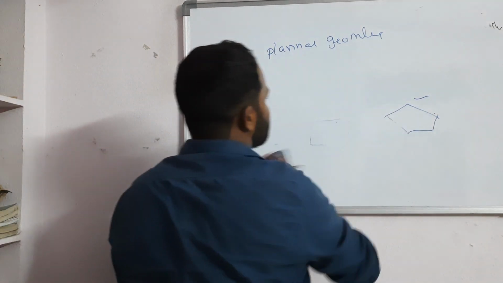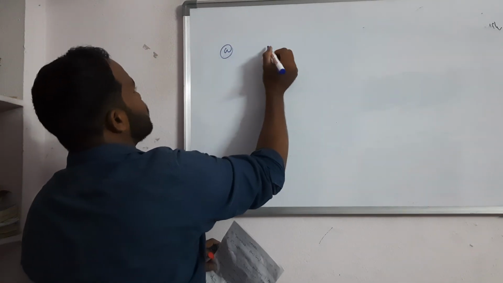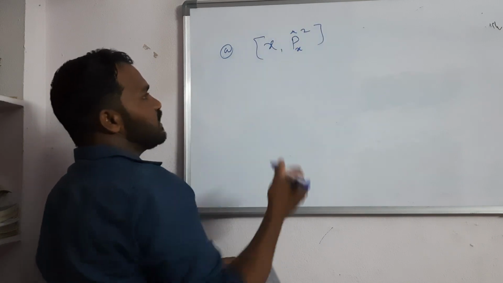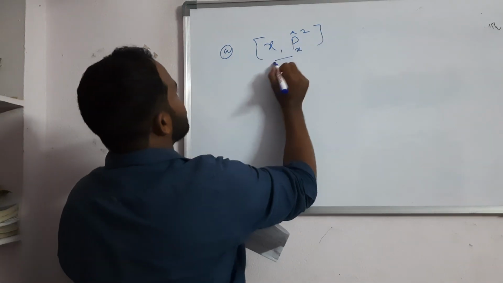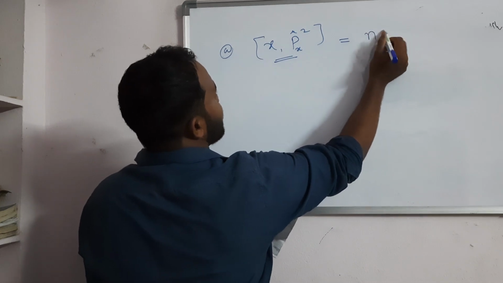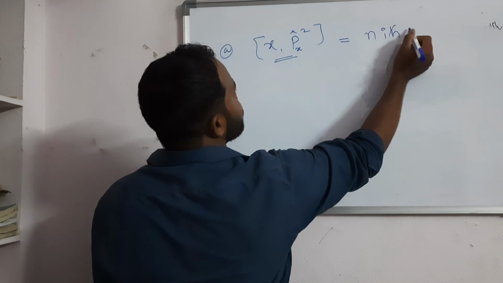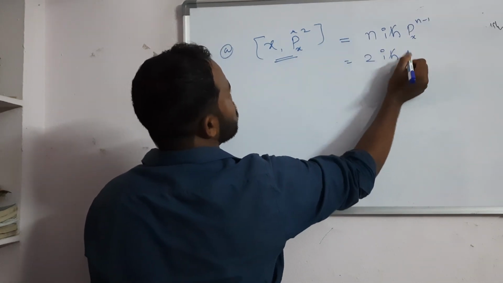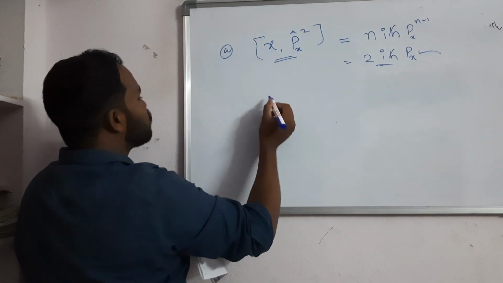And one more simple question from quantum chemistry. That is, the value of the commutator x comma px square, right? Px cap square they asked. So this we can say by using one formula. Otherwise we can write for this expression directly. We can say this value is n into i into h cap into px to the power of n minus 1. Here n is 2, so 2 into i h cap into px to the power of 2 minus 1. Answer is this.